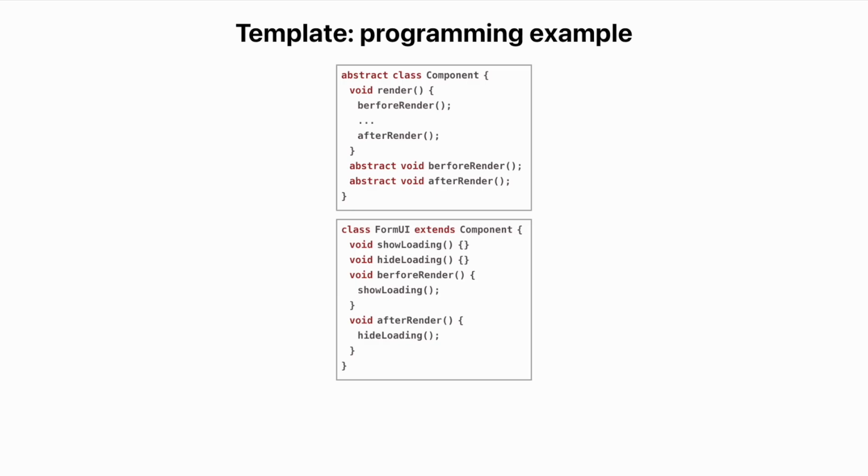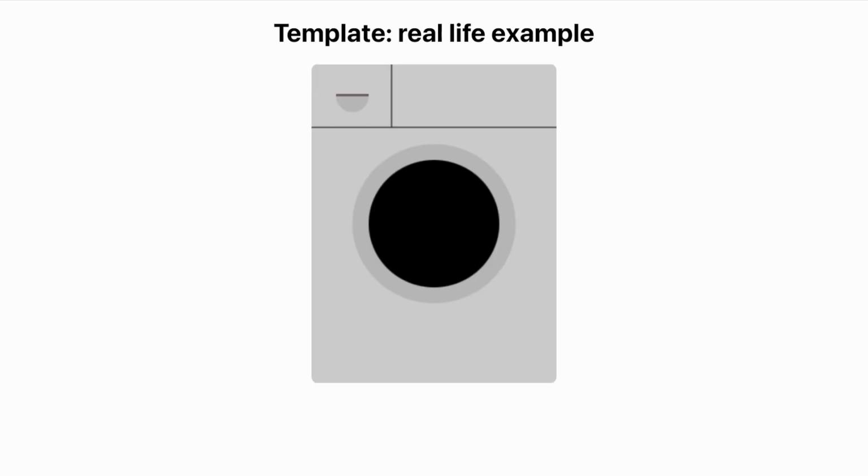A real life example: in a washing machine, we can pour detergent, fabric conditioner and start a wash program. The wash program always performs the same operation, but the detergent and fabric conditioner to use can be decided by us.